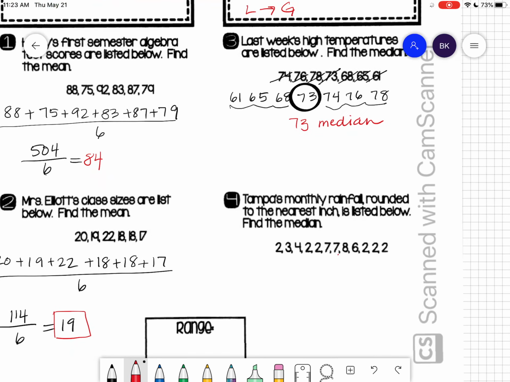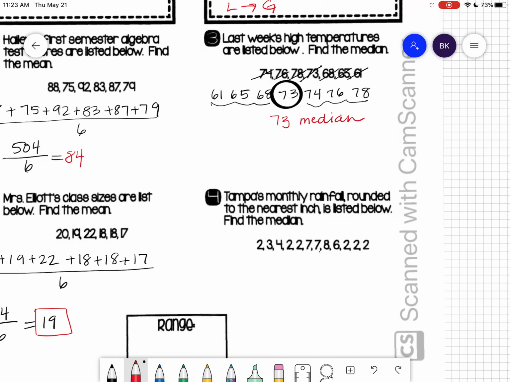Pause me and try example number 4 all on your own. And let's see. We have five 1s, five 1s, and six 2s. Then we have 3, 4, 6, two 7s, and 8.